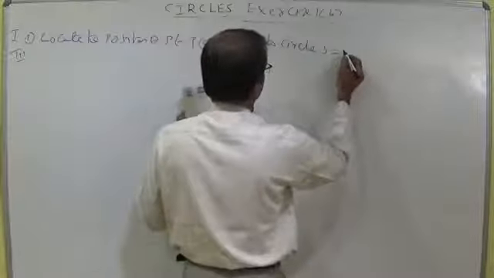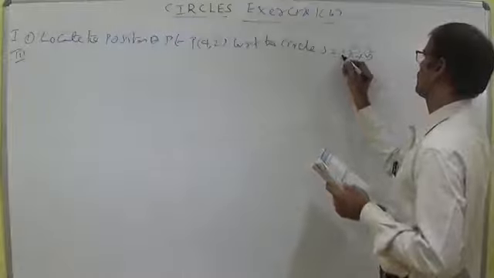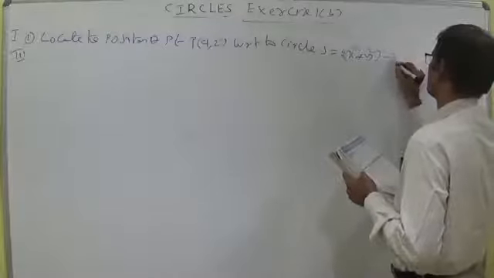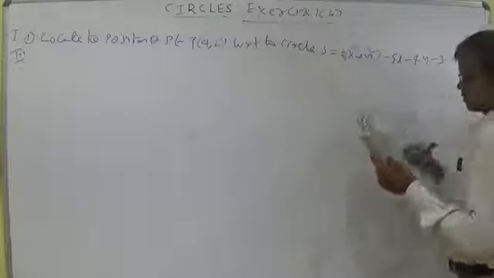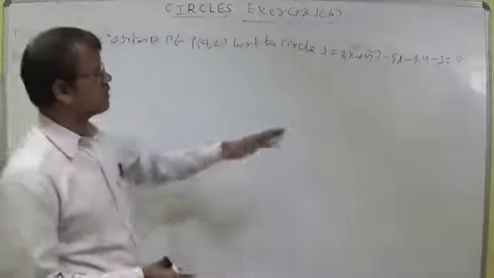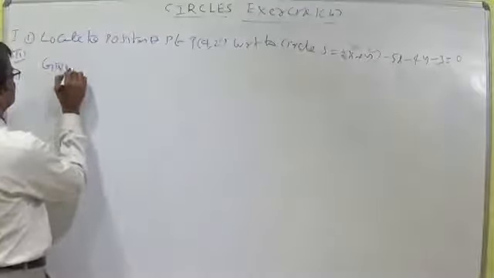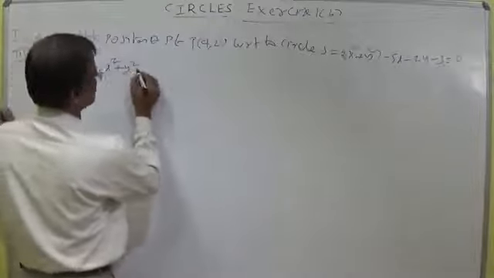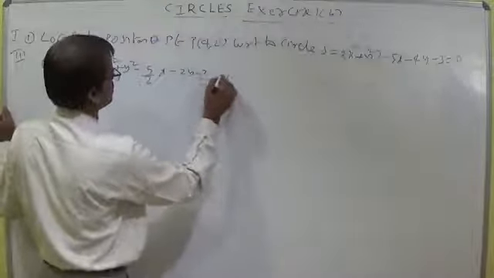With respect to the circle S, the equation is given as 2 into (x square plus y square) minus 5x minus 4y minus 3 equal to 0. Whenever the x square coefficient is other than 1, you should divide with that number. It is called standardization. Given equation, divide with 2: x square plus y square minus 5 by 2 x minus 2y minus 3 by 2 equal to 0.